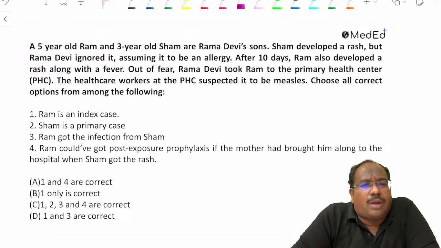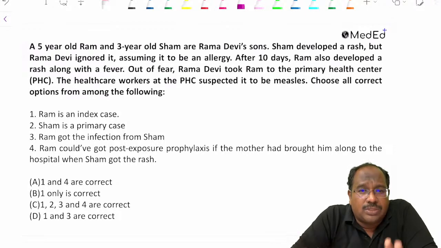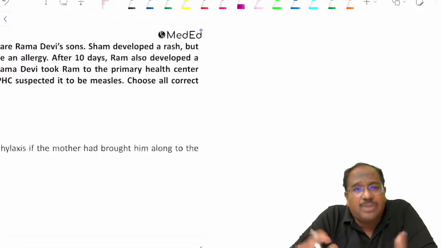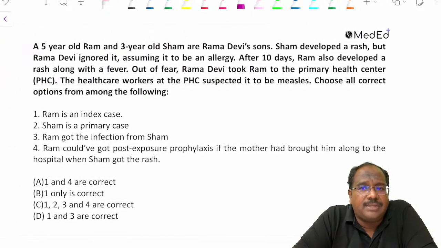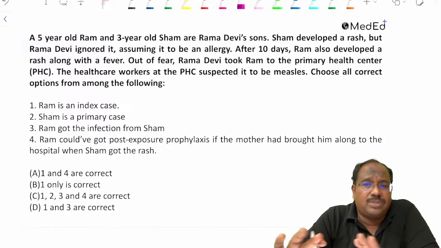A 5-year-old Ram and 3-year-old Sham were Rama Devi's sons. Sham developed a rash, but Rama Devi ignored it. The 3-year-old Sham developed the rash first. After 10 days, Ram also developed a rash with fever. Out of fear, Rama Devi took Ram to the PHC and healthcare workers suspected measles. Choose the correct option.